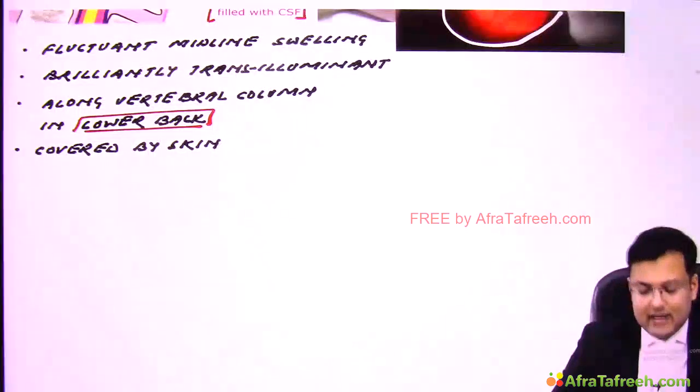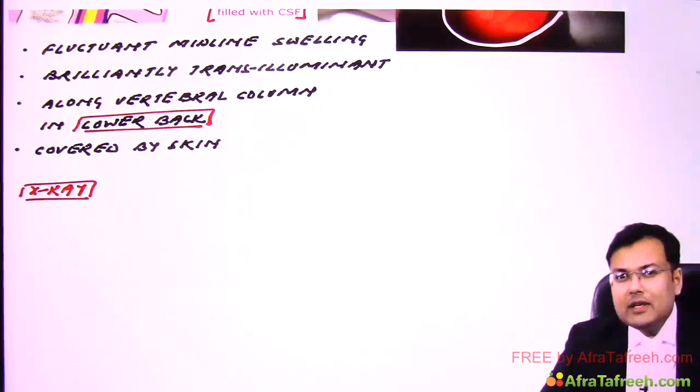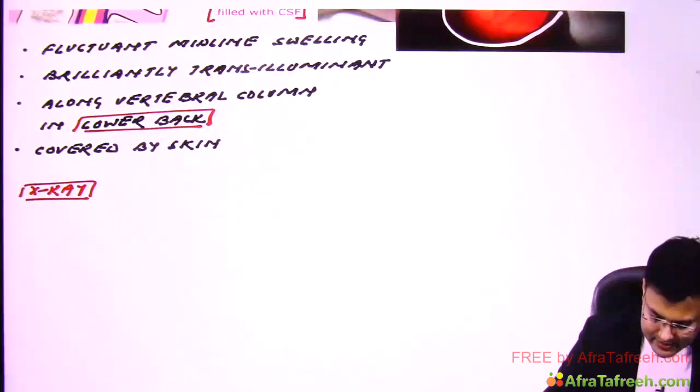So how we can diagnose? Suppose we are going for X-ray. If we are going for X-ray, we can detect the vertebral defects. So vertebral defects can be detected on the X-ray. So on X-ray, you can see the vertebral defects.